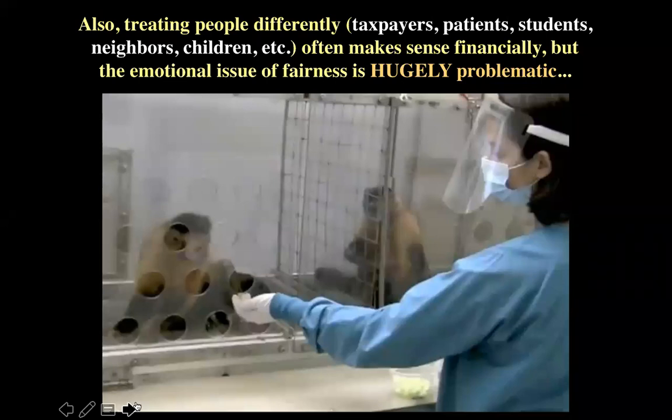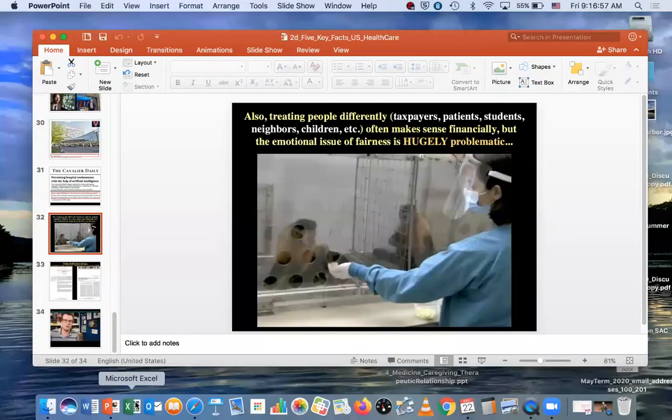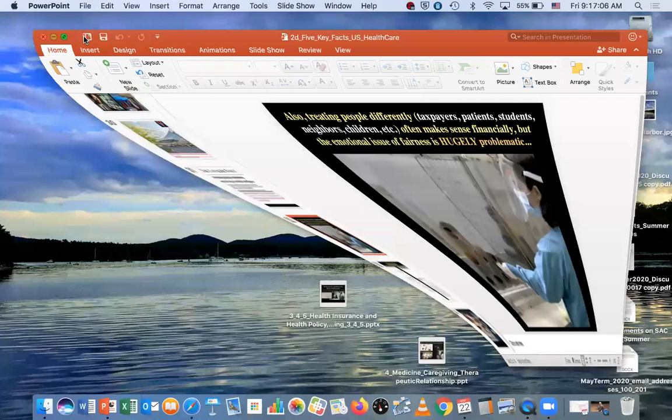Now, here's the difficult thing. Treating people differently is important. It has to be done. You need to focus on that 5%. It's the right thing to do economically and financially. But try treating people differently, and you're going to get people really upset.